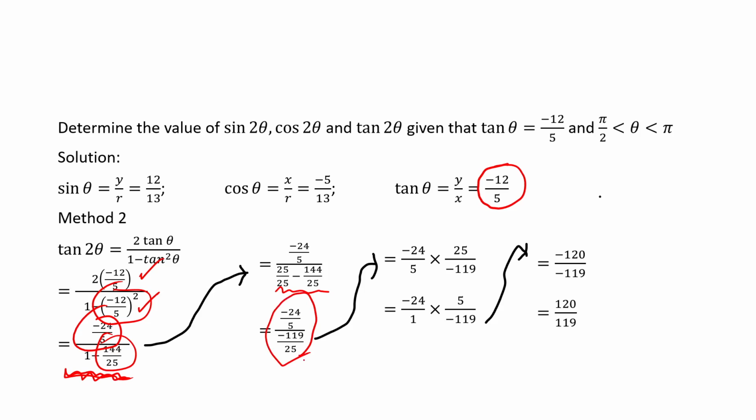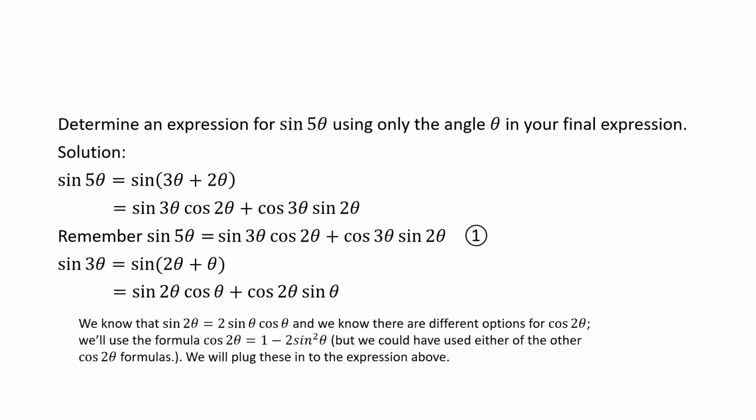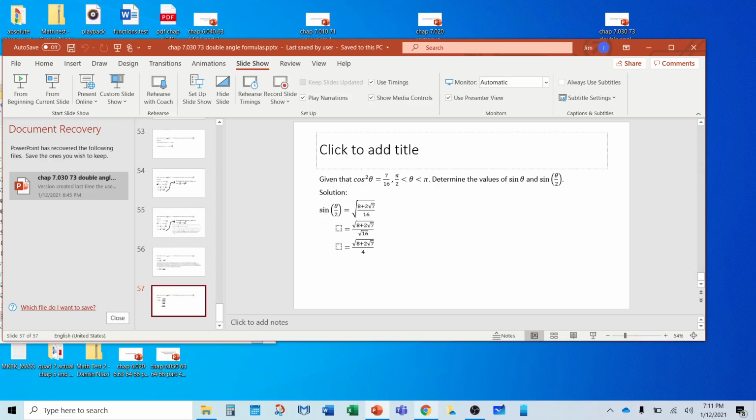That is what tan of 2 theta equals. But obviously we need to simplify that. So we come up here, we invert and multiply. When you have a fraction times a fraction like this, the denominator has a factor of 5, and this numerator has a factor of 5. So that gives us this expression right here, which is negative 120 over negative 119, which is 120 over 119. And we can make a very beautiful therefore statement giving all 3 requested values. And we're going to go through the rest of these questions in later slides.